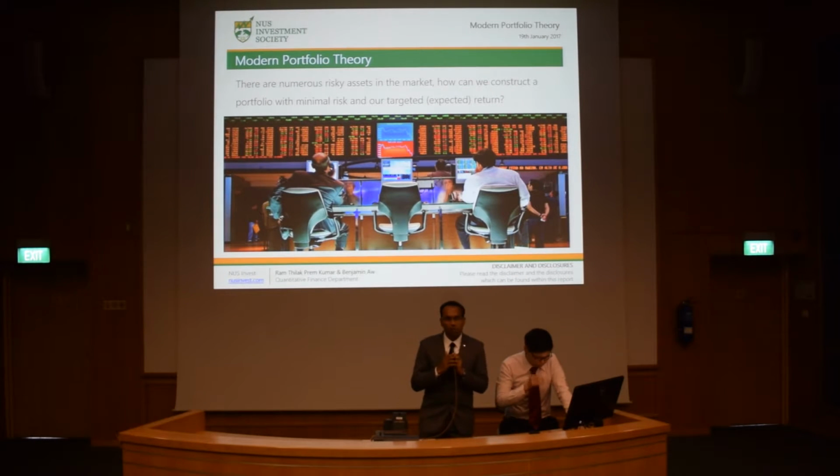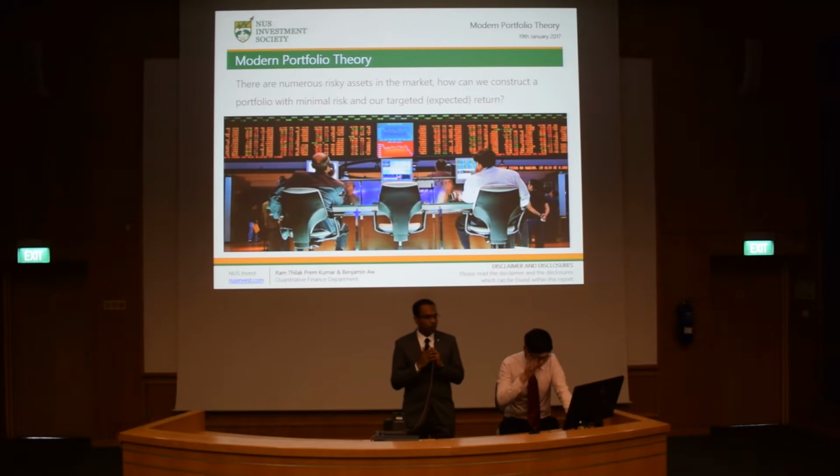The reason why it became so pervasive and so important is that there are numerous assets in the market that are highly risky, and it is very difficult for someone to pick a portfolio where you can achieve a targeted set of expected return but at minimum risk. So modern portfolio theory achieves this: you can define the minimum amount of risk that you're willing to take, and also the target return that you're expecting from the market, and the modern portfolio theory by the end gives you that.